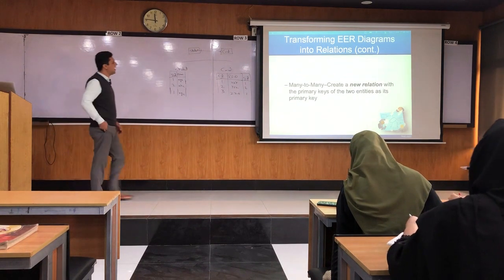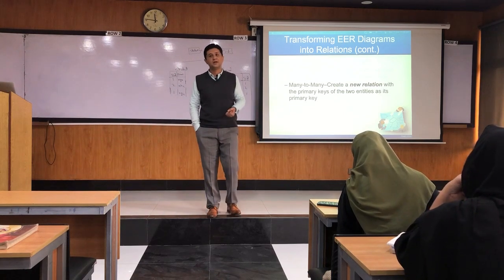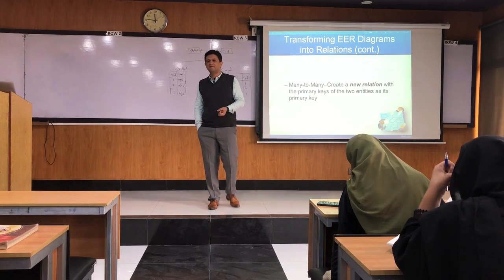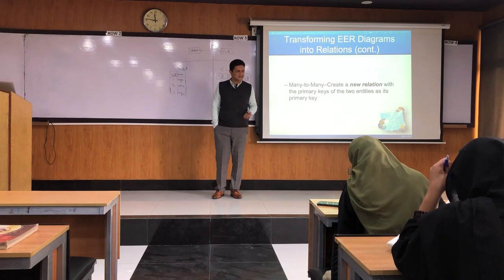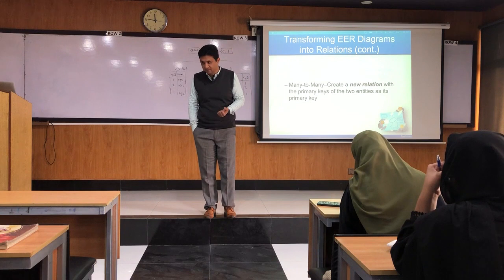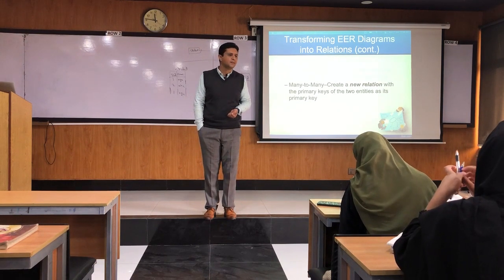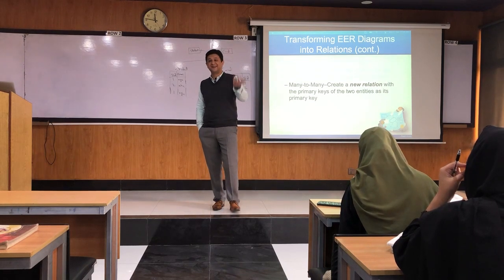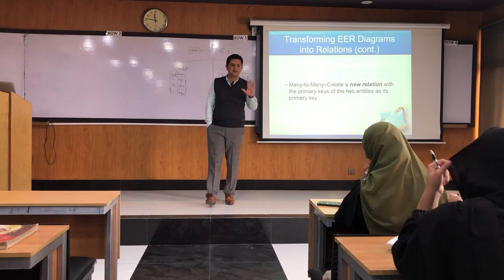Next, if we have a many to many cardinality relationship, we learned while we were discussing the entity relationship diagram that if there is a many-to-many cardinality relationship, that is always converted into an associative entity. So if we have already converted that into an associative entity, then that's perfectly fine.